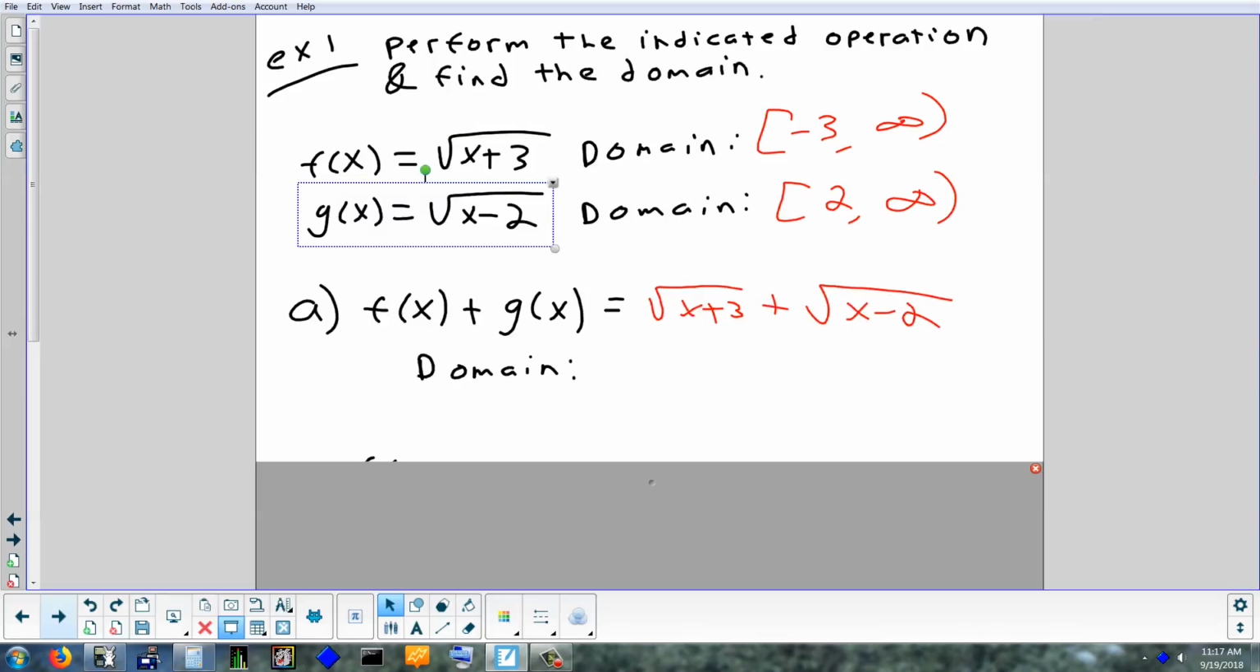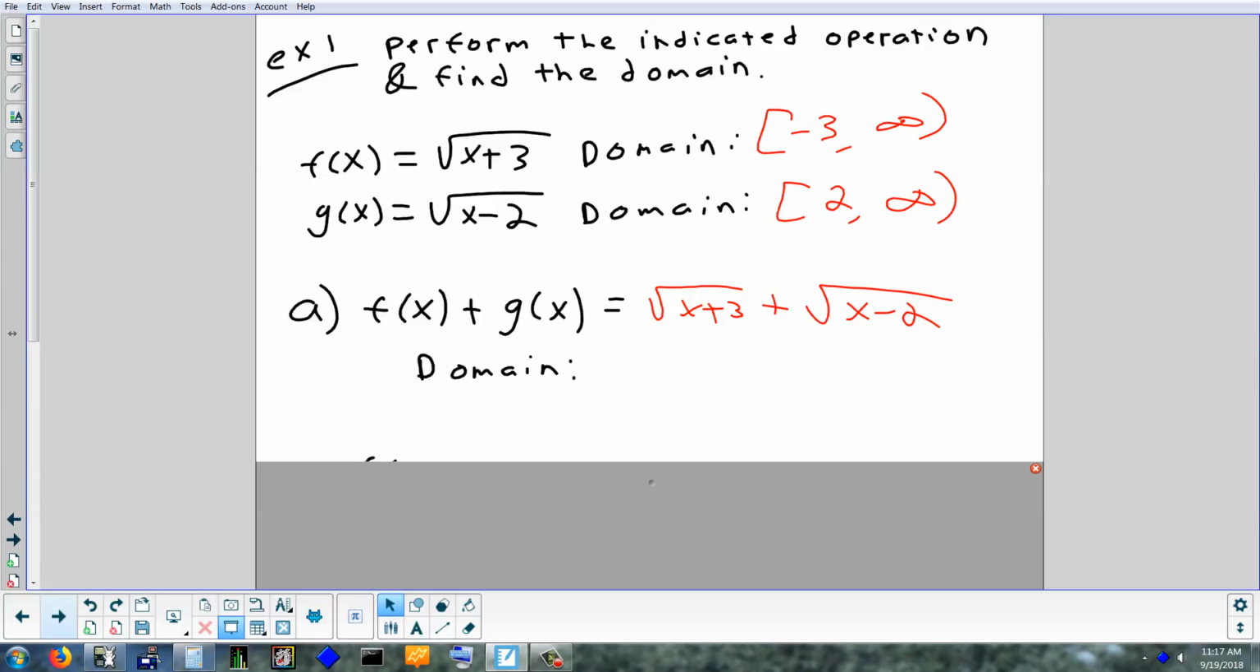Now, if they were both x plus 3, like square root x plus 3 plus square root x plus 3, those can be combined together. That's 2 square roots of x plus 3. Okay? Because you're adding, you'd have 2 of them. But these aren't like terms.